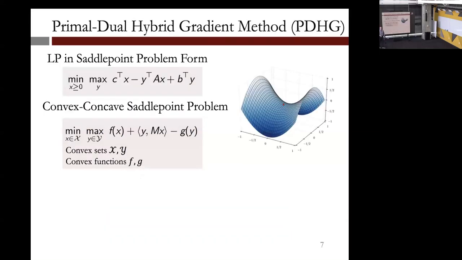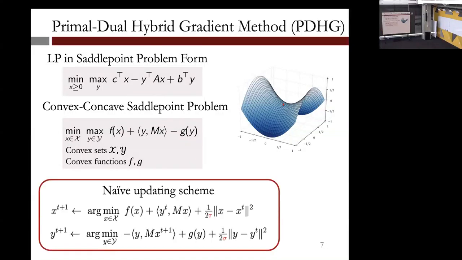And here is your canonical setup. Here is linear programming as a special case, where the cone is the non-negative orthant. And here's the more general convex-concave saddle point problem, where I have a convex function here, the negative of a convex function here, and this bilinear term. You can think of it as trying to find this red point here, which is the saddle, essentially.